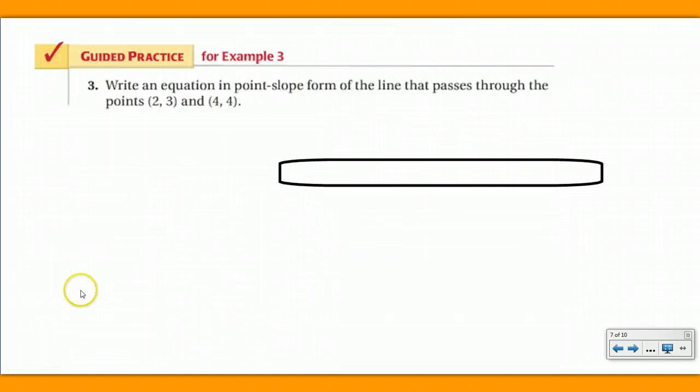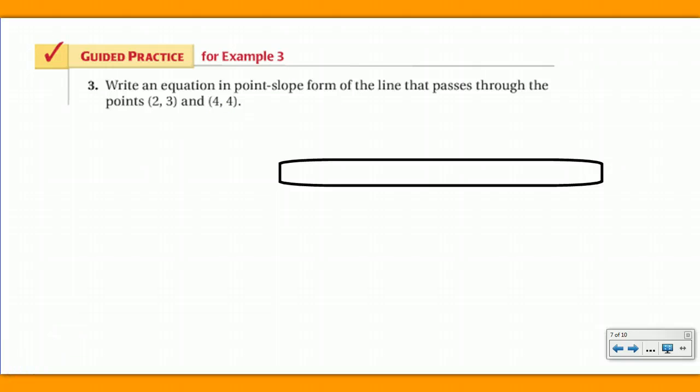Okay, we are going to try this again. So go ahead and pause the video and see if you can write an equation in point-slope form of the line that passes through these 2 points. This is actually slightly different. The equation should end up being in point-slope form. You do not have to change this equation all the way to slope-intercept form. Okay, so go ahead and pause the video, see if you can do this. You can come back and walk through.